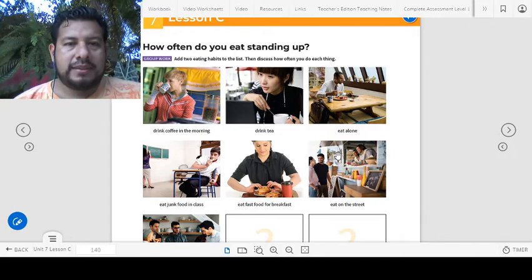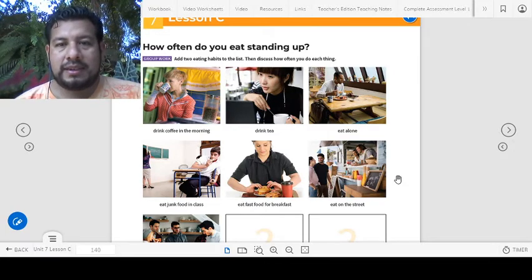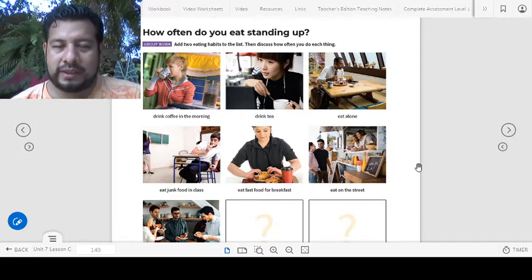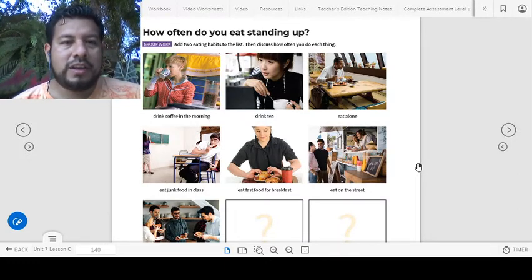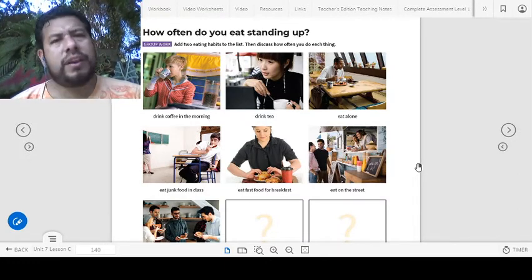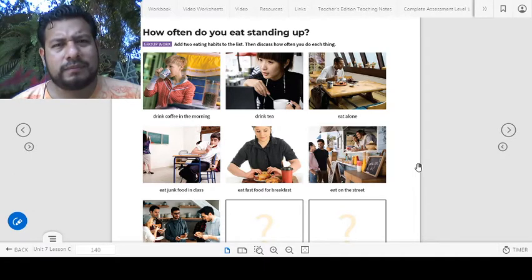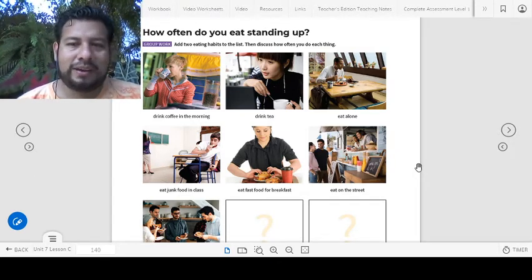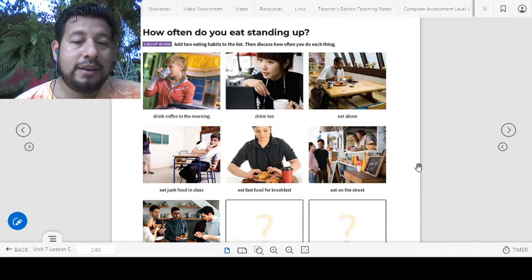Group work: add 2 eating habits to the list and then discuss how often you do each thing. Example, son hábitos acerca de alimentación. Drink coffee in the morning. How often do you drink coffee in the morning? Next one, drink tea. How often do you drink tea? Next one, how often do you eat alone? Es interesante esa pregunta. Bueno, esa situación en particular. How often do you eat alone?